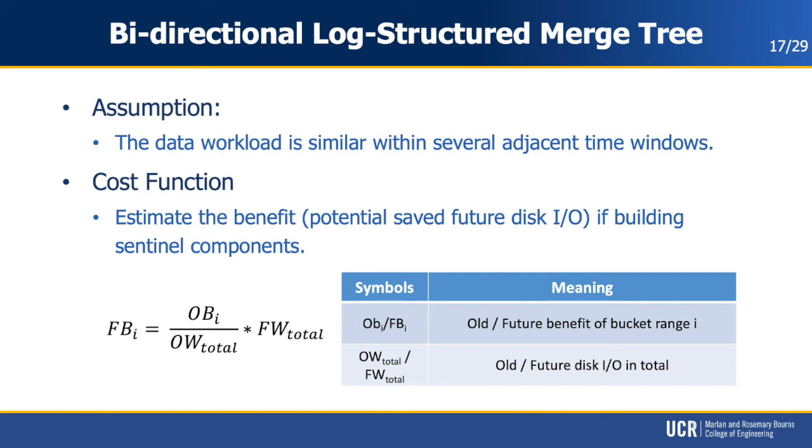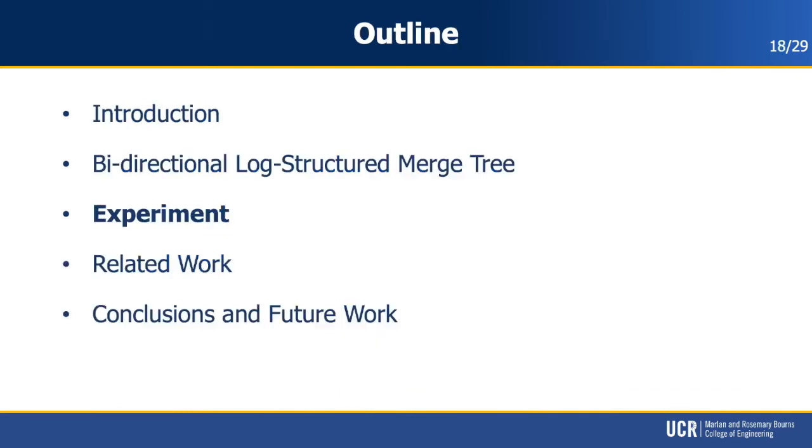FW total is the number of pages that can be filled in the memory component before the next flush happens. When we find the estimated future benefit is larger than the write cost of building the Sentinel component, we build it. Now let's see the experiment results.